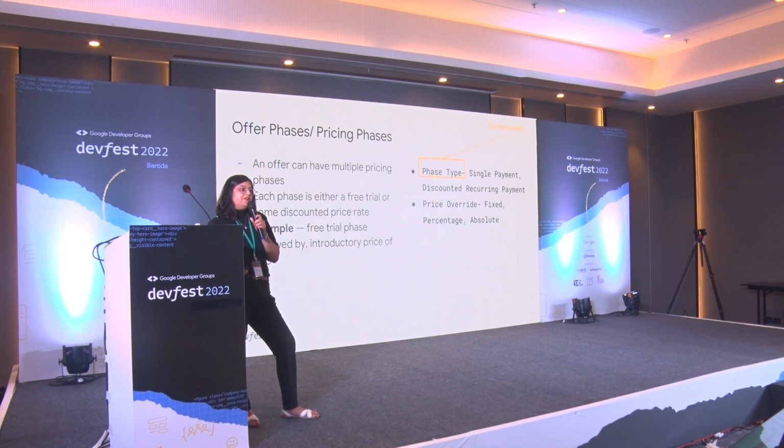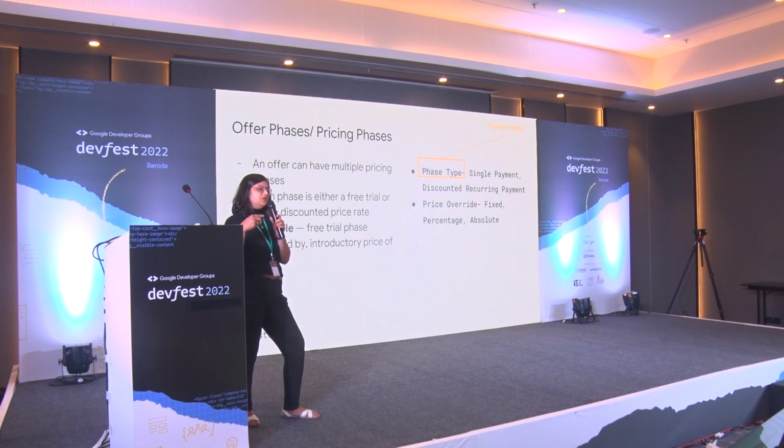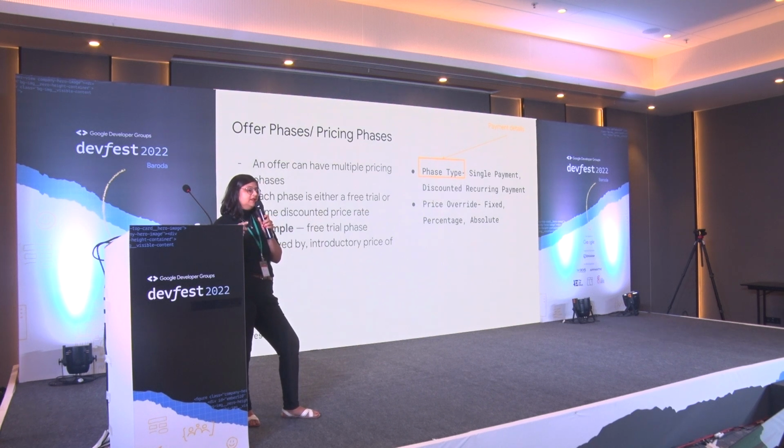Phase types again define how you are going to roll out the prices to your users. So for example, there is a single payment where your user makes the payment only once. So your user pays once for 1 month, and then that's it. They exhaust the pricing. Then there is a discounted recurring payment, which means that they have a discounted rate for 1 billing cycle, 2 billing cycles. If your billing cycle is renewable every month, then your user can either avail the special price for 1 month, 2 months. It is up to you how you decide.